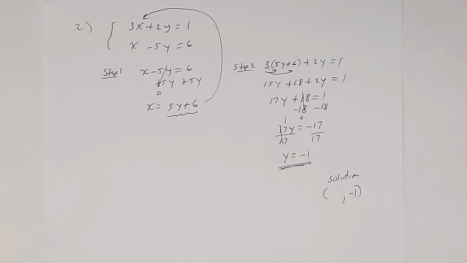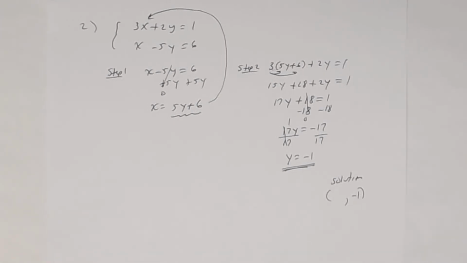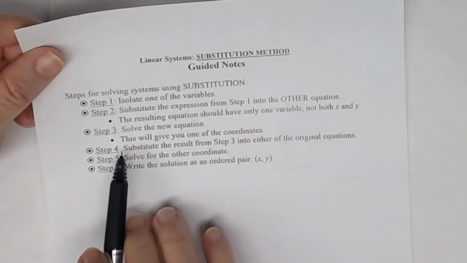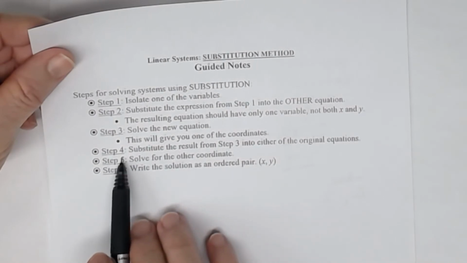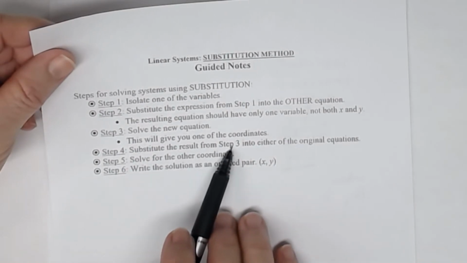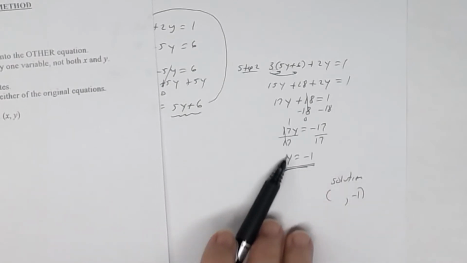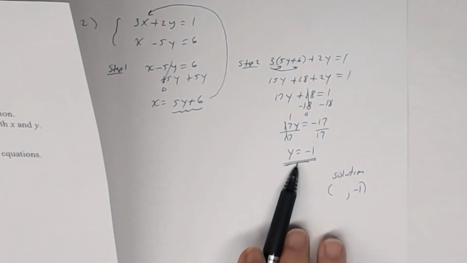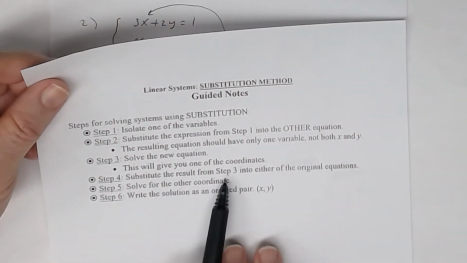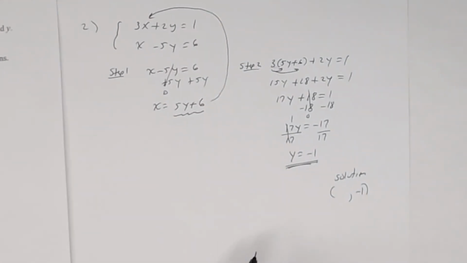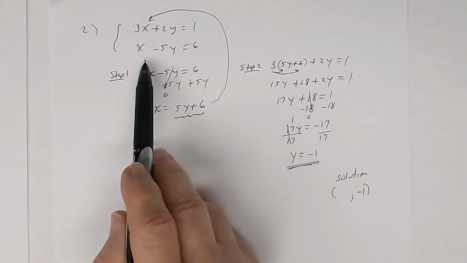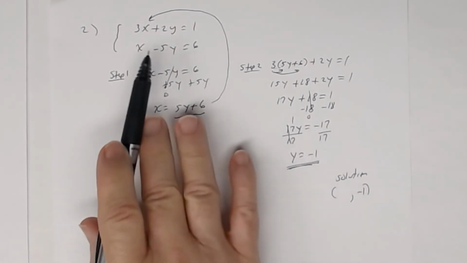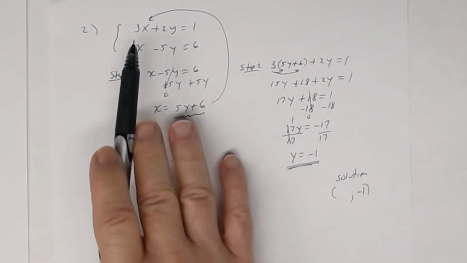Now all I have to do is find the x-coordinate. To find the other coordinate, that's going to be step 4. In step 4, we substitute the result from step 3. This is step 3 right here, where you solve. I found the y-coordinate to be negative 1, so you substitute the result into either of the original equations. Where we see the variable y, you substitute negative 1. Again, it does not matter which one you use. I'm going to go ahead and choose the other one.